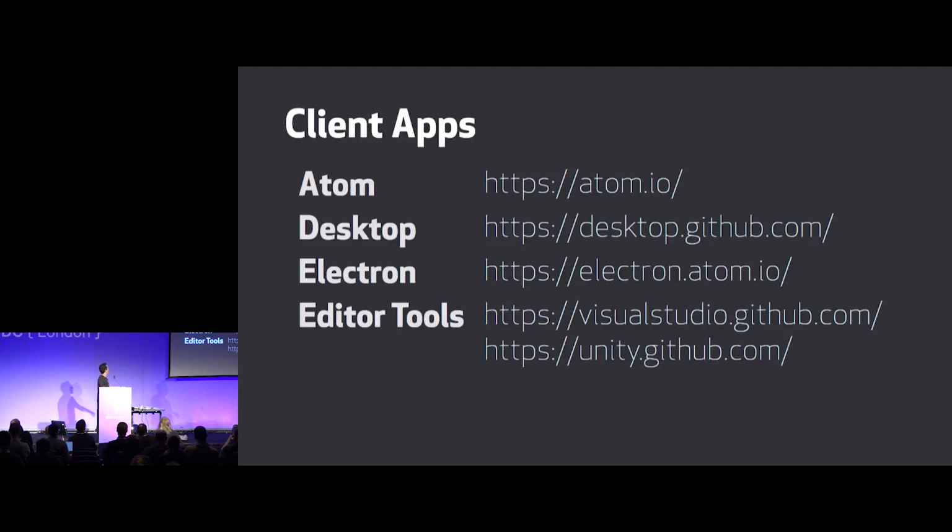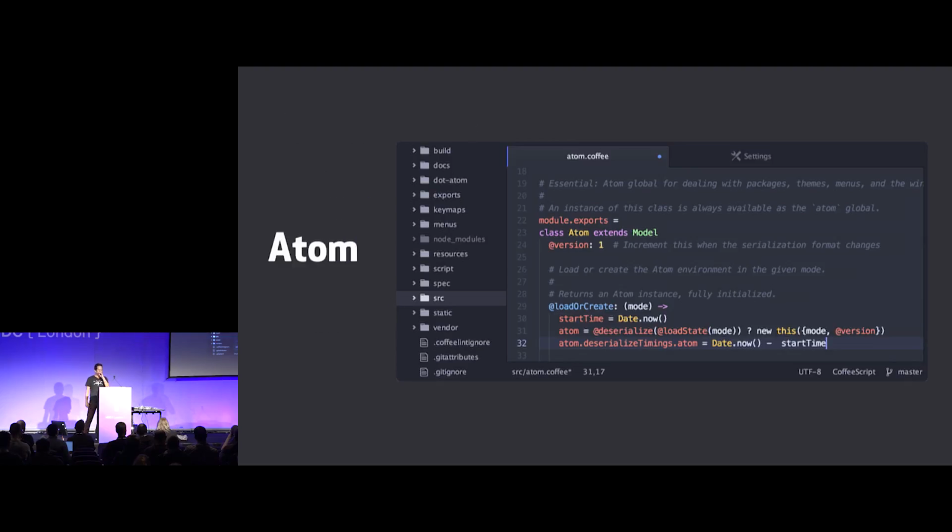So anyways, I run a group. I'm a director of engineering at GitHub. I run a group called Client Apps, and this is almost basically anything that's not github.com, the website, right? So this includes Atom, Desktop, Electron, and editor tools. All of these projects are open source.